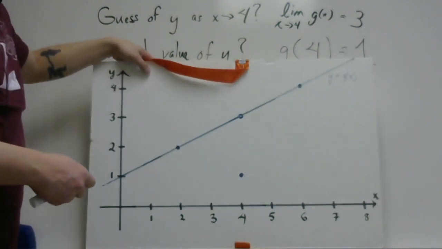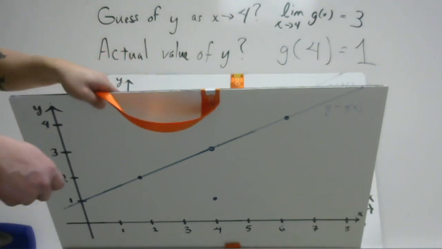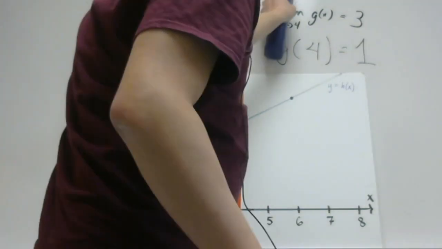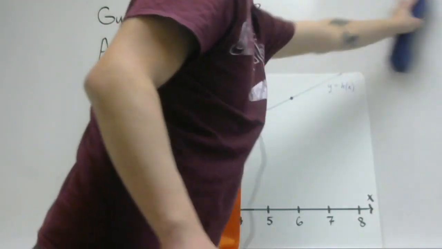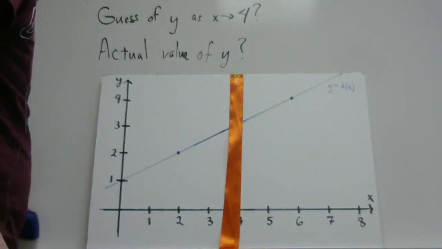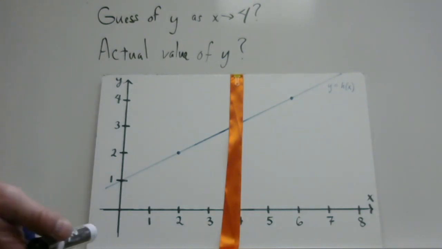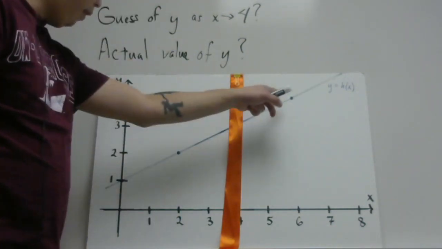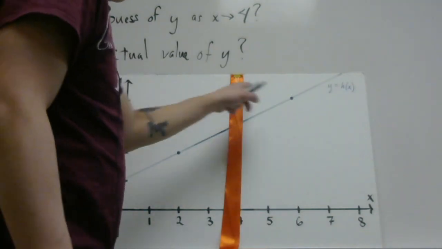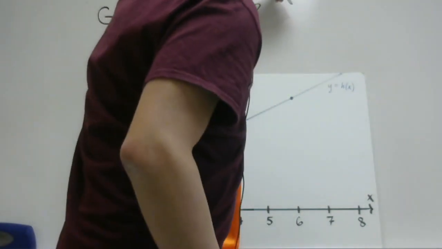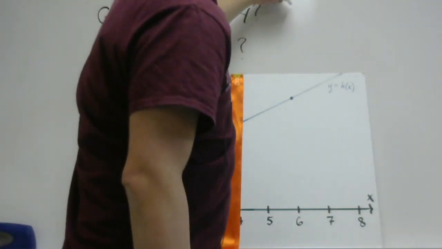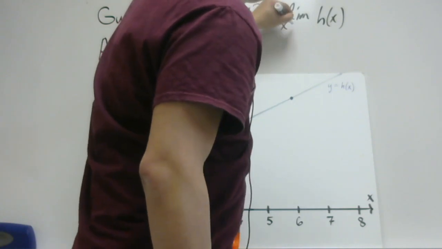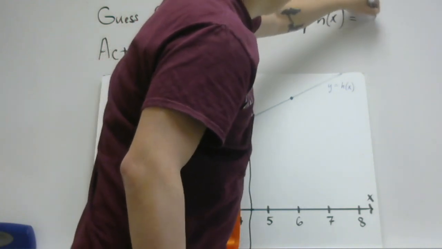Let's take a look at another function, a third function. We have a function here called h of x. Here's the graph again, goes through the point 2, 2, goes to the point 6, 4, like we've seen before. And to talk about the guess of the y value when x is 4, we will write it this way. The limit of this function h of x, the limit of h of x, as x approaches 4 is equal to 3.